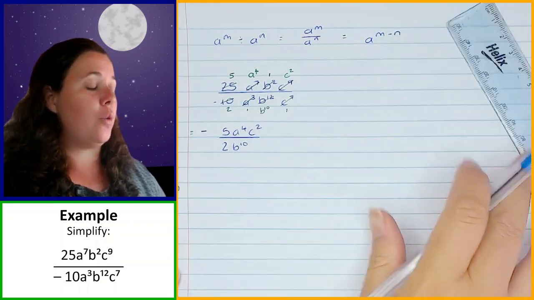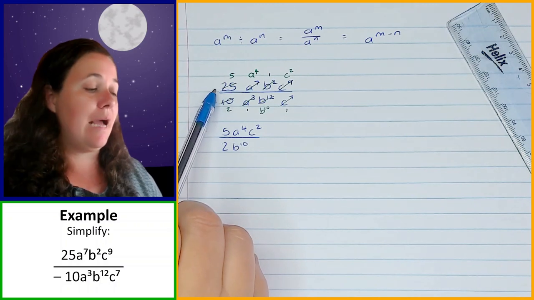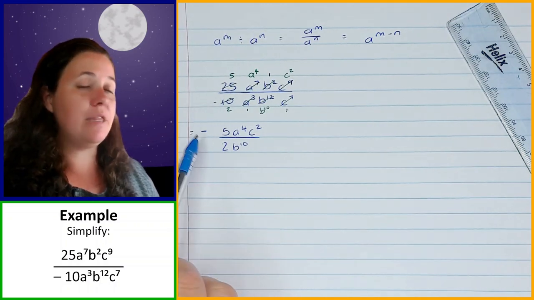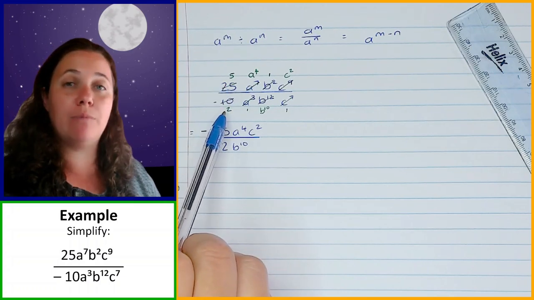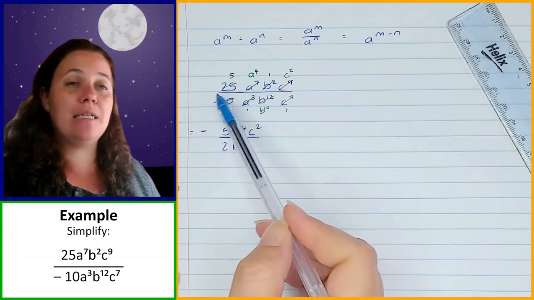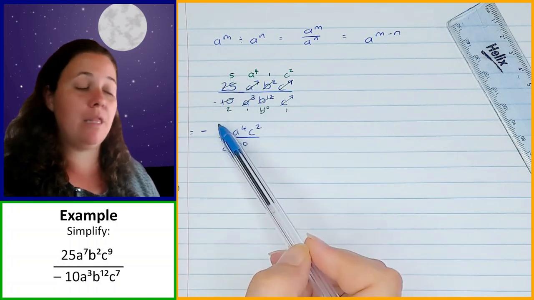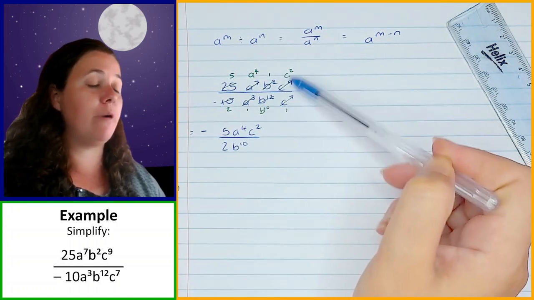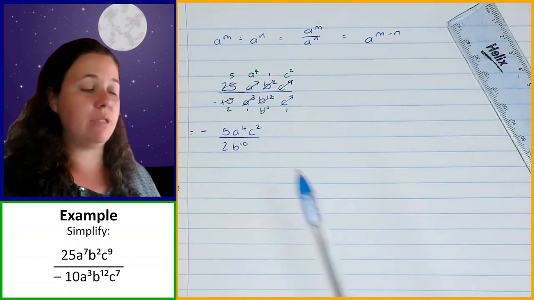So when we do it, again, remember, the first thing I did was I looked at my sign. I said, I have a positive divided by a negative, that gives me a negative answer. Then I have 25 and 10, I do my numbers, my coefficients next, and I simplify it by finding the highest common factor and dividing the top and the bottom. And then I go through my variables, doing each of the different letters together respectively.